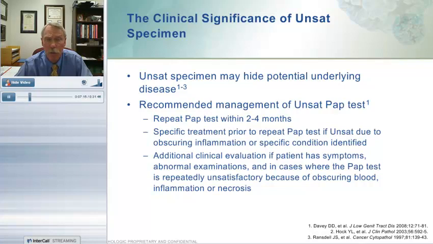If there is a specific reason for which the pap test was unsatisfactory, endeavor to eliminate that condition. If it's obscuring inflammation, that can be treated. If it's a matter of patient education, that is also an opportunity so that the patient returns able to have a satisfactory pap smear. Additional clinical evaluation may be necessary if the patient has symptoms that are abnormal on her examination, such as the examination is unsatisfactory because of obscuring blood or inflammation.